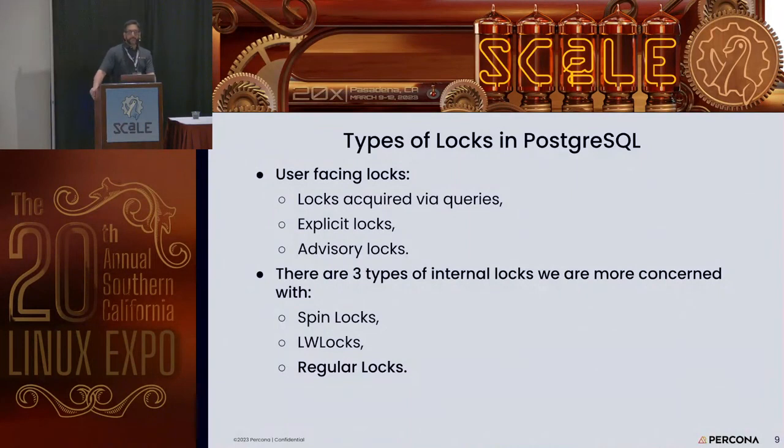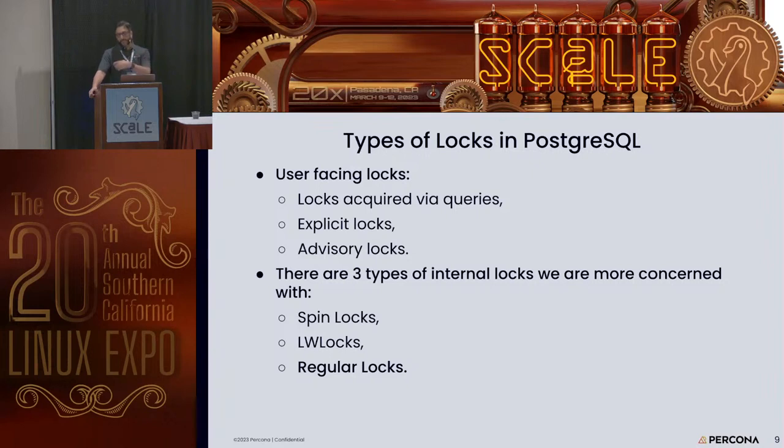In terms of locks, there are user-facing locks that you use in queries, which are implicit or explicit locks. Some queries, for example, would lock rows or tables or other objects. Then there are explicit locks where you acquire an explicit lock on an object. Also, there are advisory locks, which are really integers that you lock, and it's the responsibility of the connection or the backend to release it while the others are waiting on it.